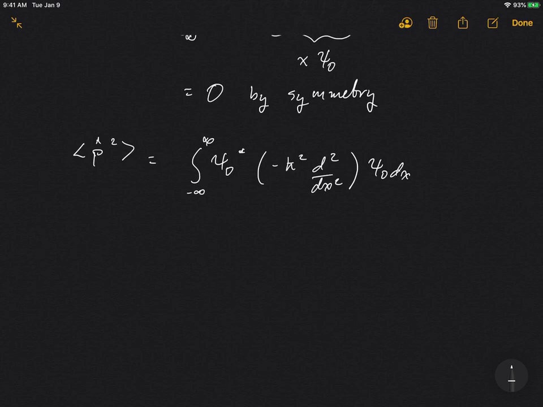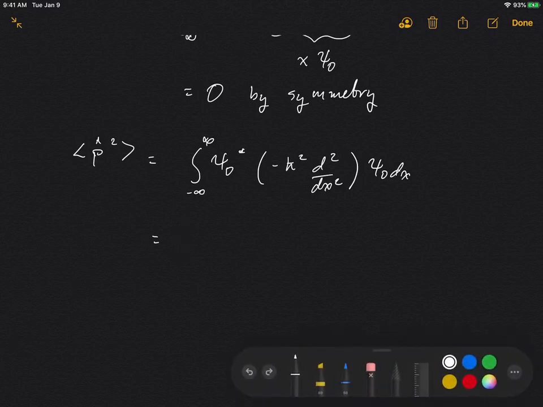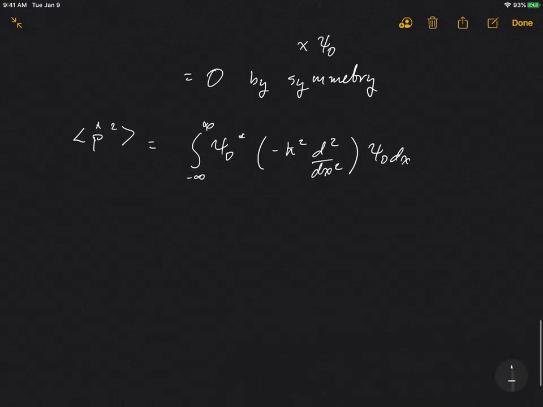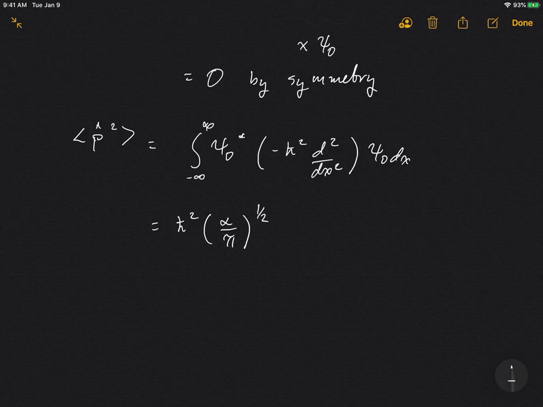Okay, and we've done that d squared dx squared business before, and when we plug that in, taking into account our normalization constant and pulling the h bar squared out front, we get h bar squared times alpha over pi to the 1/2, times the integral from minus infinity to infinity of alpha minus alpha squared x squared, times e to the minus alpha x squared.